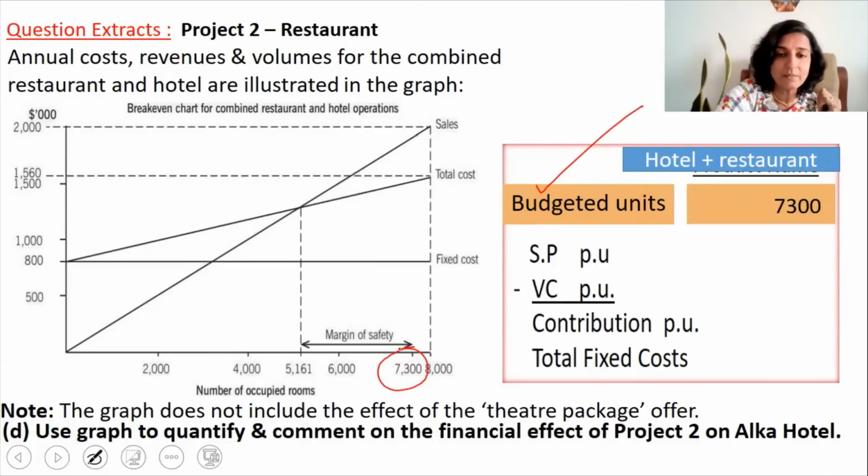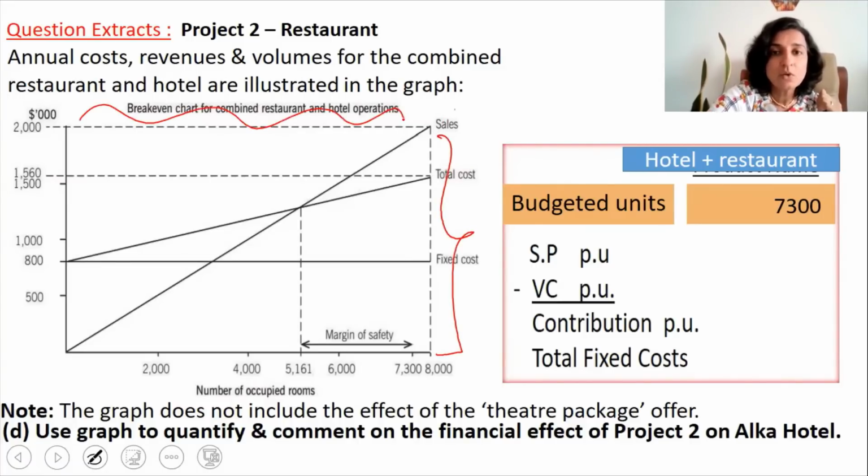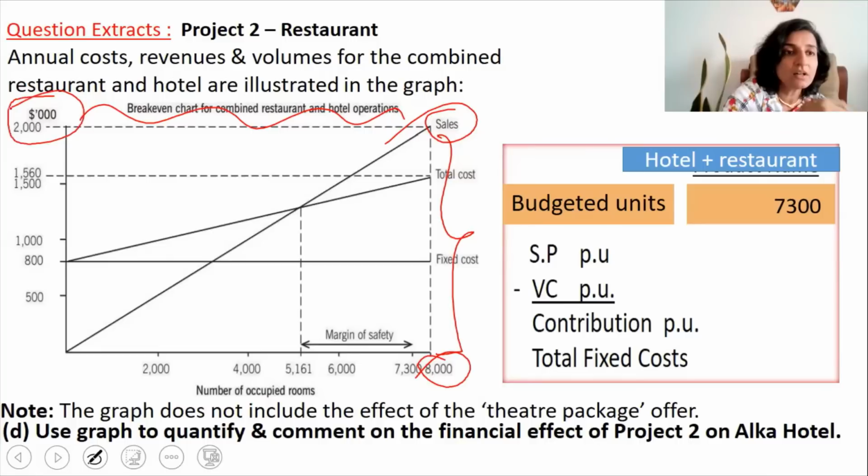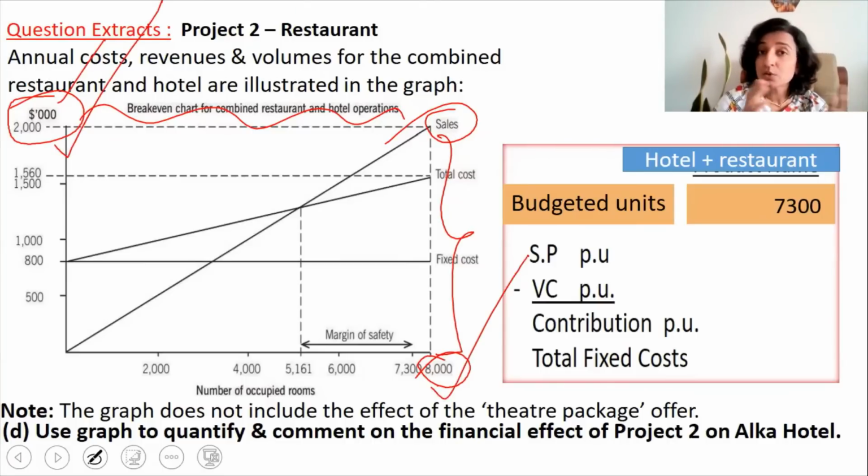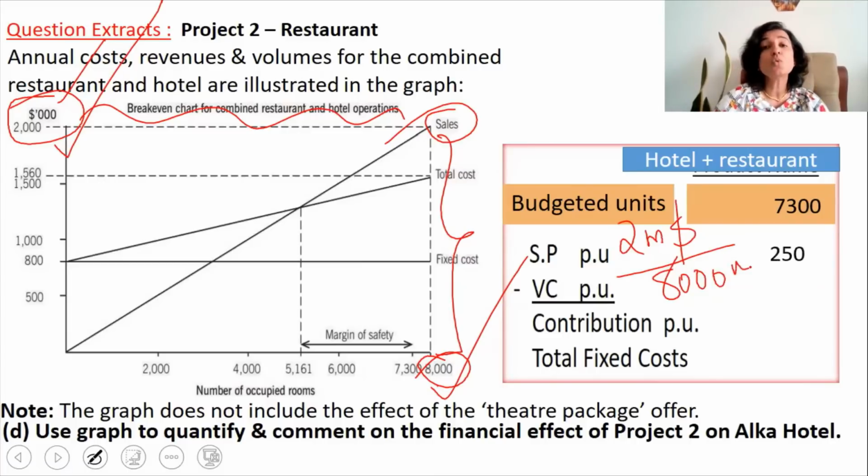Now coming to the selling price. They have given a dotted line here and here. So look at the sales point. For 8,000 units, they are telling you the sales in dollars is 2,000, and that's given in thousands. So $2 million. So what is the selling price per unit? $2 million for 8,000 units. So per unit, it is $2 million divided by 8,000 units. So what is the amount? It is $250. So we got the selling price.